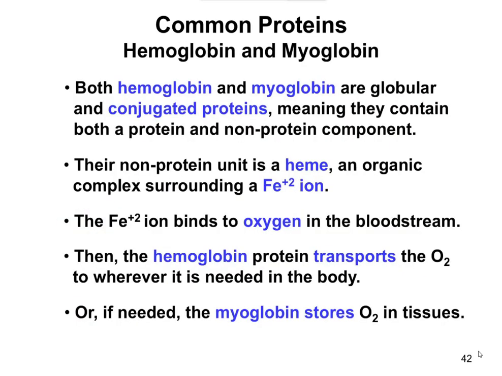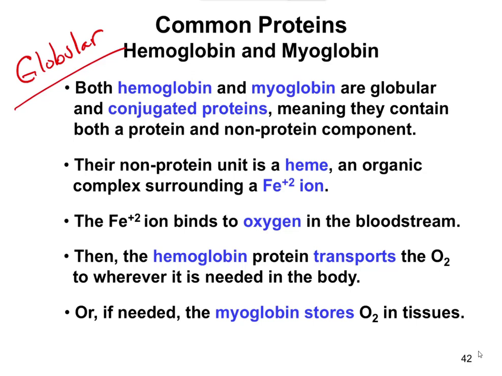So in looking at some other types of proteins, hemoglobin and myoglobin are going to be globular proteins. All right, so hemoglobin and myoglobin are globular, and they're also called conjugated proteins. The meaning behind conjugated proteins is that they have a non-amino acid component to them. In other words, hemoglobin and myoglobin are made up of a whole bunch of amino acids, but they do have a part of them that is non-amino acid.